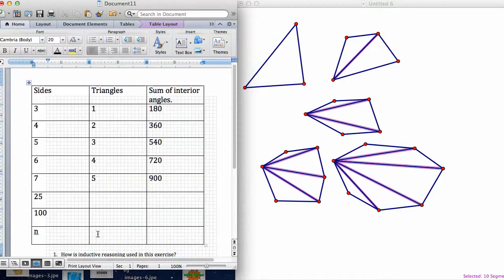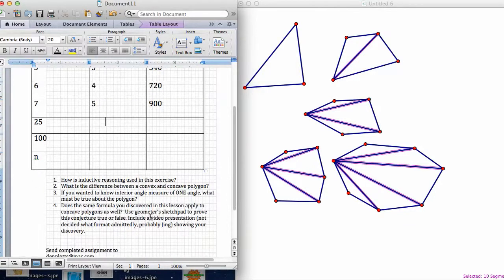What would I put right here algebraically? And finally, what would I go ahead and put here algebraically? Again, that's going to be your responsibility to get that for that discovery. Then, after you have completed this chart, I want you to answer these questions below.